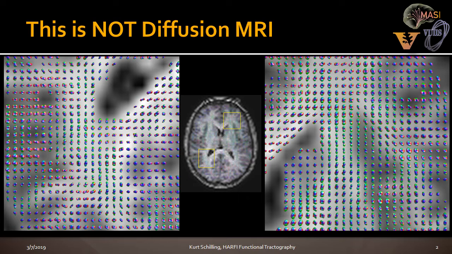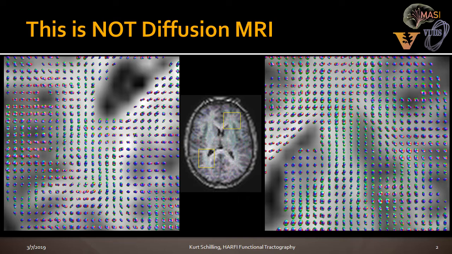So I'm going to start with describing this method that we've called HARFI that we use to evaluate resting state BOLD signal changes, specifically in white matter. I'll discuss some of the motivation, some potential applications, and how we can maybe use this to bridge the gap between structural and functional connectivity.